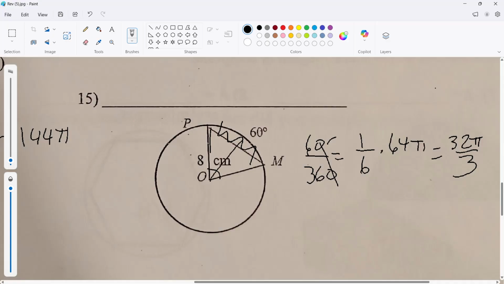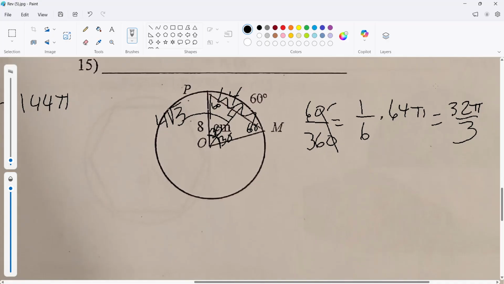Well, if this is 60, this whole thing is 60, that's 30. That's 30. This is 60. This is 60. So I know the side opposite 90 is 2x. The side opposite 30 is x. The side opposite 60 is x square root of 3.